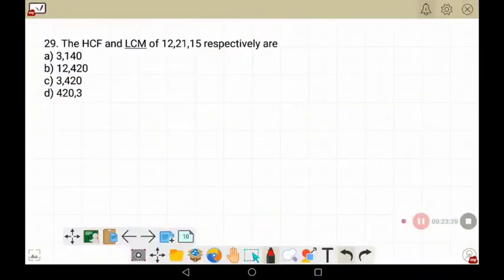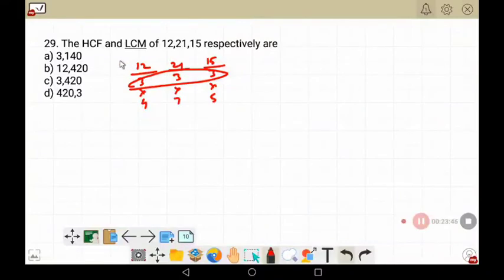Come to the next question. 29. The HCF and the LCM of 12, 21 and 15 respectively are. Very easy question. Factors of 12 are 3 into 4, factors of 21 are 3 into 7, factors of 15 are 3 into 5. So 3 is the common factor. So we can say 3 is the HCF, highest common factor. Here is 4, here is 7, here is 5. Nothing is common except 3. So 3 is the HCF.